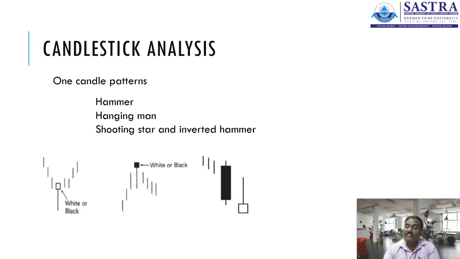Using candlestick analysis, we can identify the movement of the stock using the preceding and the next trading day. The candlestick is used for this purpose. We can identify patterns like the one candle pattern, two candle pattern, and three candle pattern. For the one candle pattern, the patterns identified are the hammer, hanging man, shooting star, and inverted hammer.